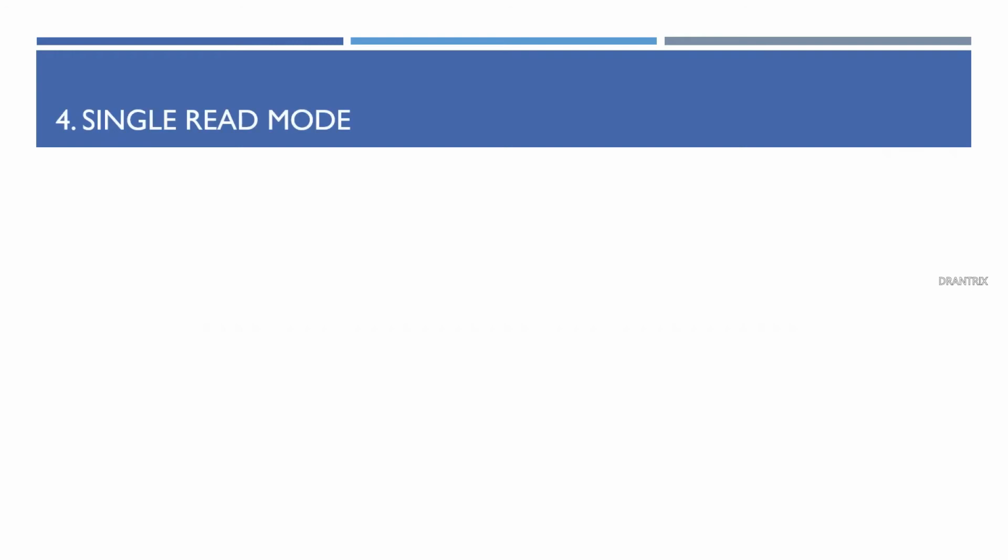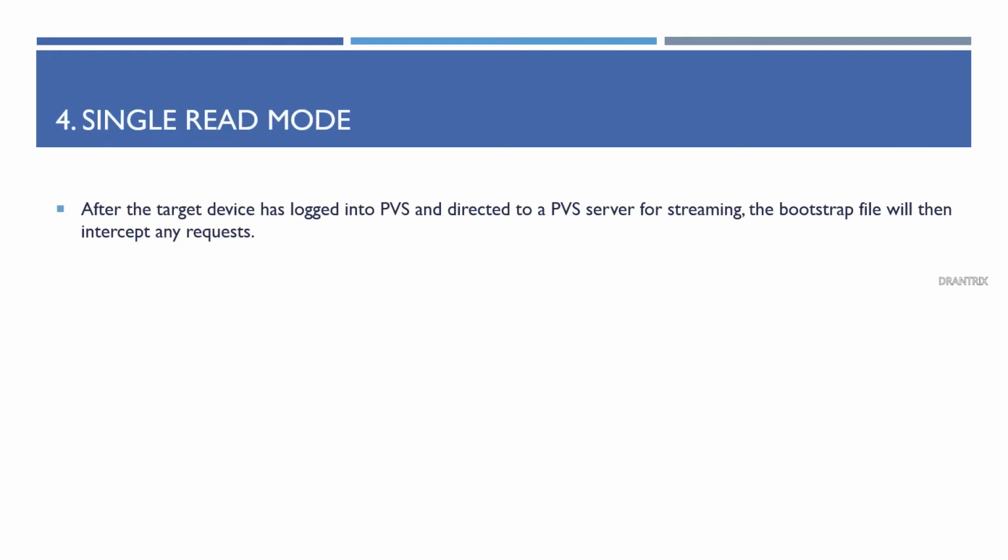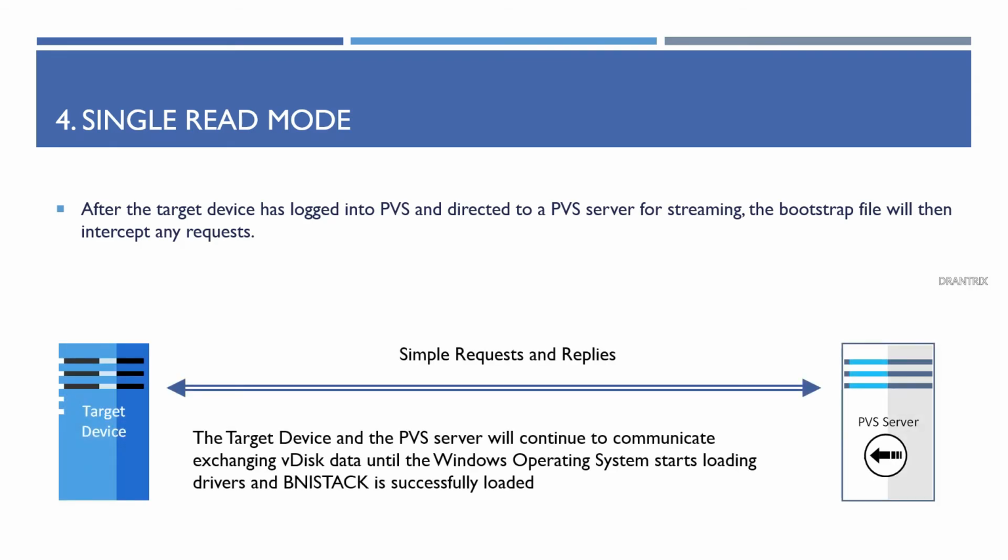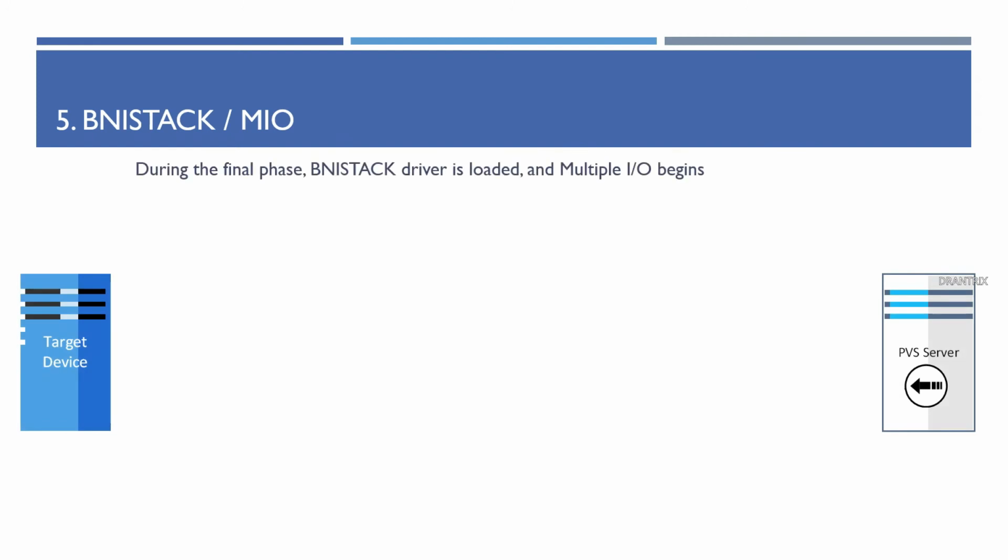Next is the single read mode. After the target device has logged into PVS and been directed to a PVS server for streaming, the Bootstrap file will then intercept any request. Here the target device and the PVS server will continue to communicate, exchanging vdisk data until the Windows operating system starts loading the drivers and the BNIStack is successfully loaded. BNIStack and multiple IO is the final stage of the PVS boot process.